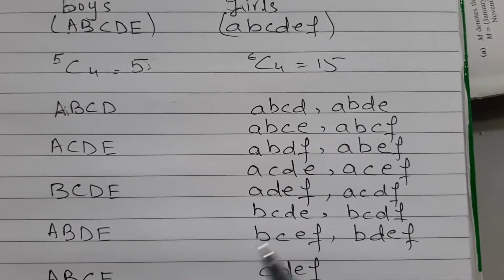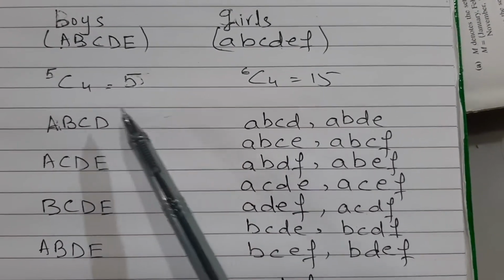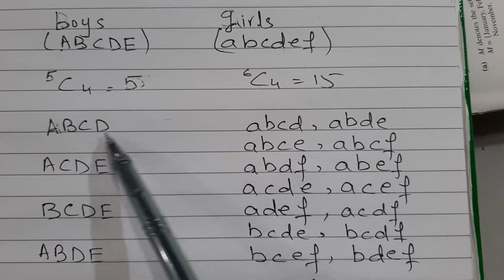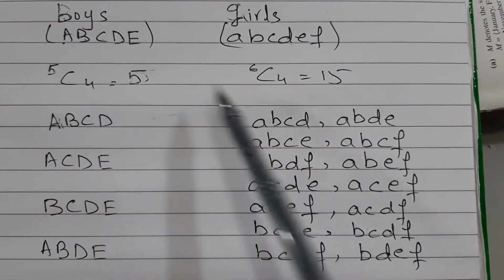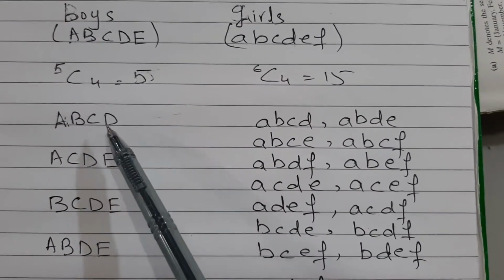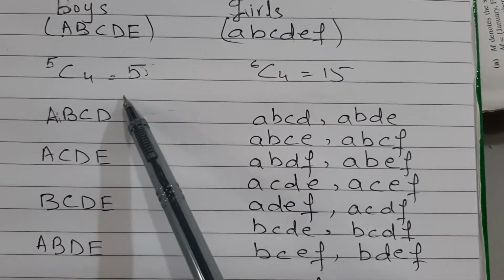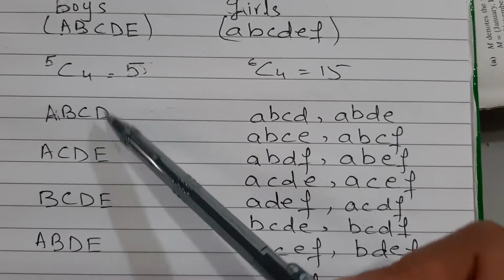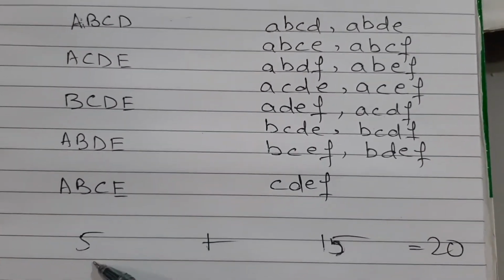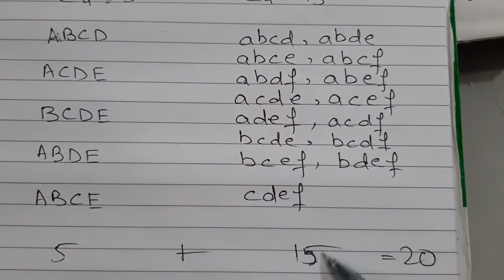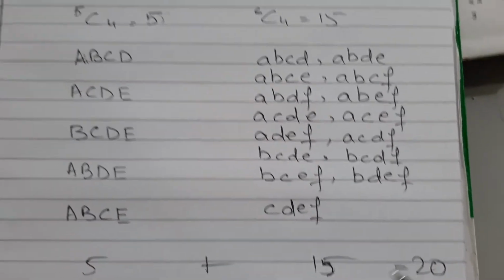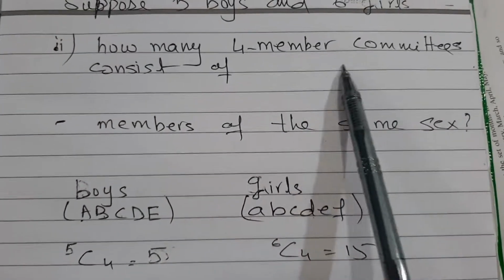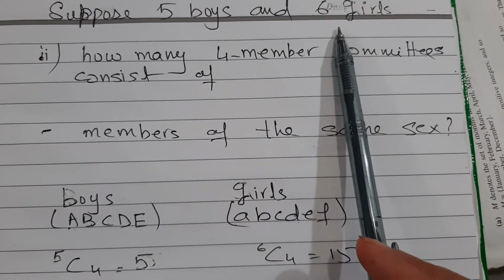Now you see here, I don't need to multiply this by this. Sorry, I do not need to connect this by this. Why? I'm not talking about 4 boys and 4 girls. I'm talking about 4 boys only. So this is making one complete group. So that's why I have here 5 and I have here 15 possibilities. So altogether 20 possibilities of making a committee of 4 members which have the same sex.